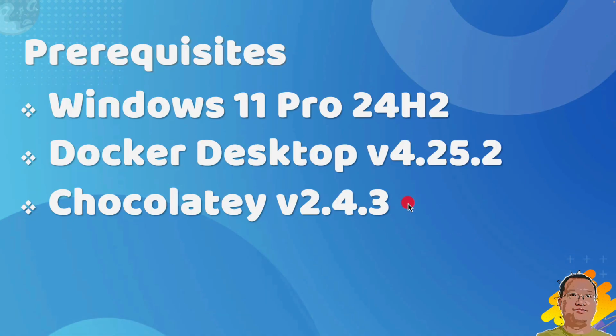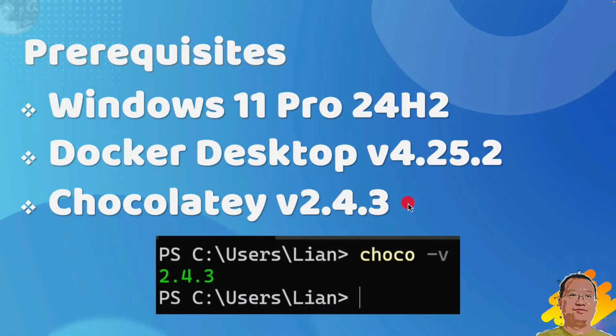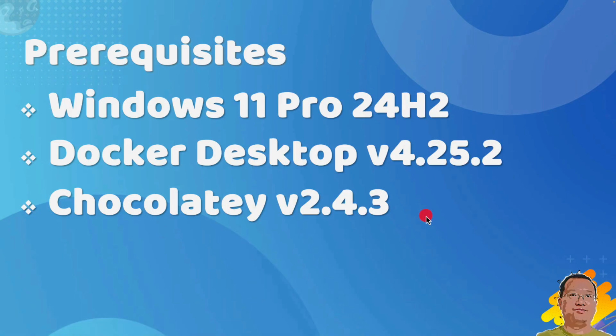My Chocolatey version is 2.4.3. Chocolatey is a Windows package manager. It makes it easy to install CLI tools like kubectl and K3d with one command. Check if Chocolatey is installed. The command is choco -v. Once you have all this in place, we are ready to move on to install the Kubernetes command line interface and the K3d tool. Let me remote log into my Windows box.